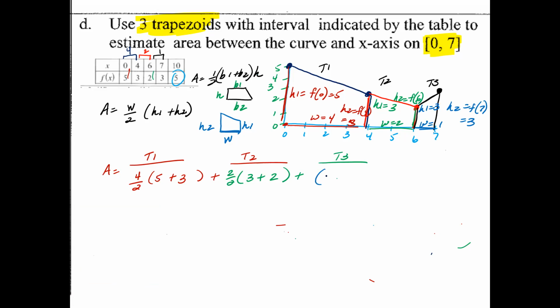So I am going to have height 6. Let's see, f of 6. f of 6 is at 2. Just kidding. Sorry, 2. 2 plus 3. And then 1 over 2.